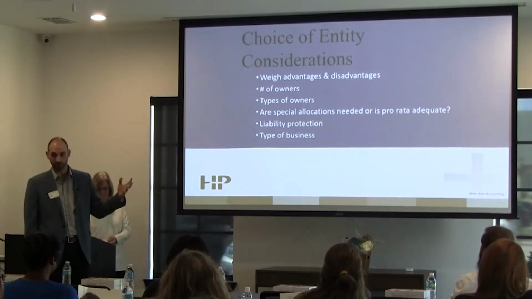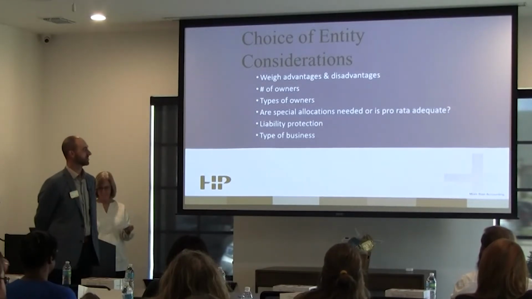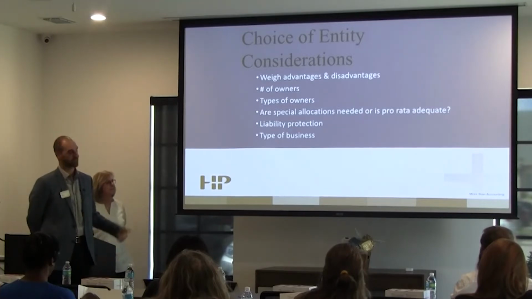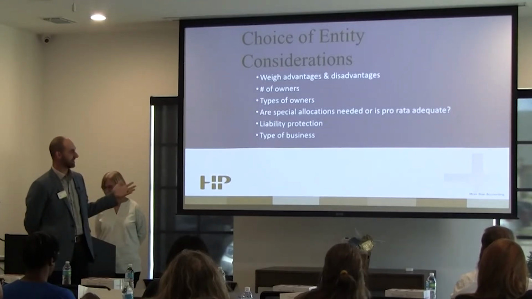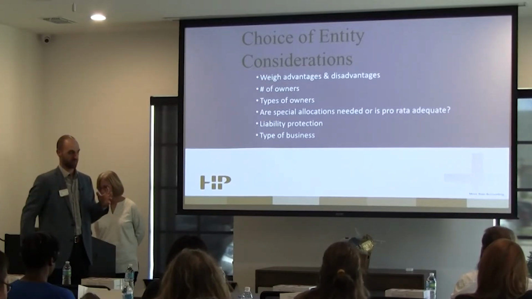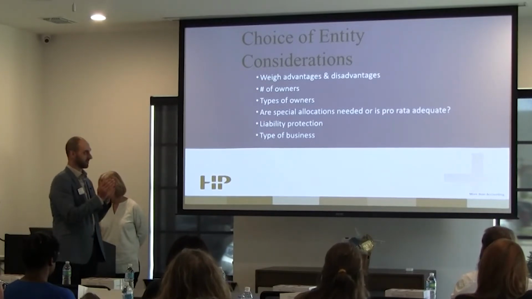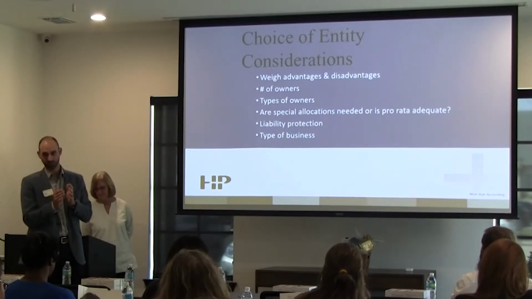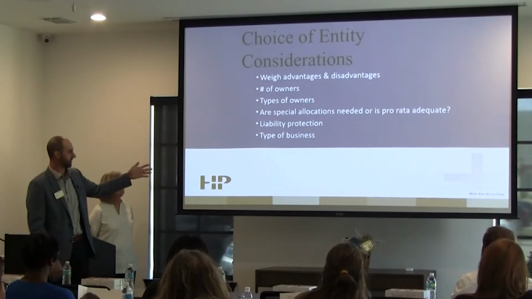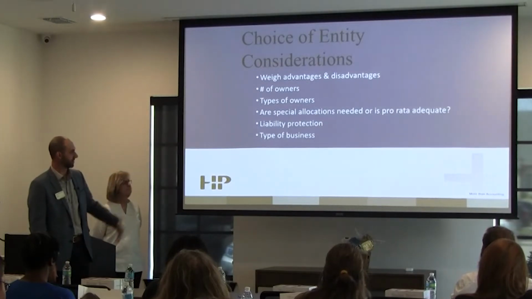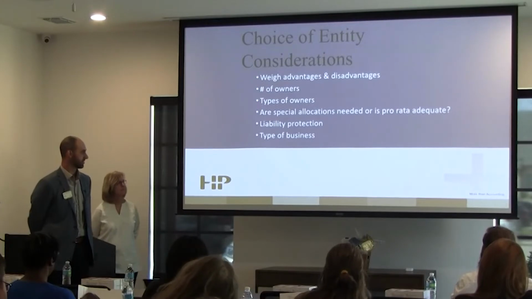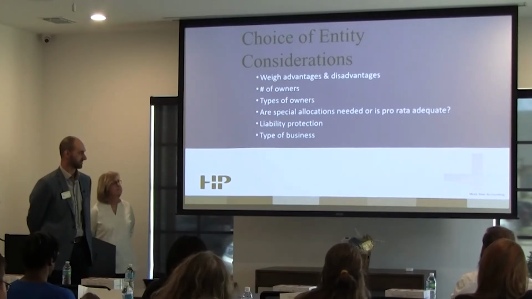The type of owners, are people going to contribute capital or are they just going to be sharing in income and expenses? And then if you need any sort of special allocations of, well, we're going to send this type of income to this person, this type of expense to this person. There's certain businesses that work better than others. They all offer some type of different and better liability protection. And really it comes down to what type of business do you have?